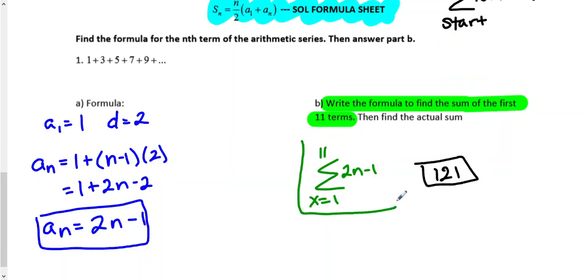You will get credit on your test and quizzes for both, so don't skip writing the summation notation, the crazy E. You will have to write both of them.